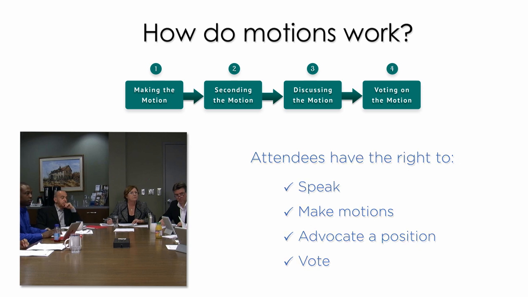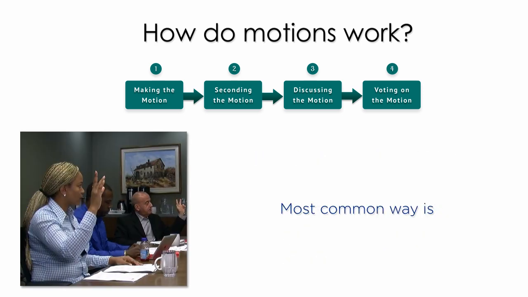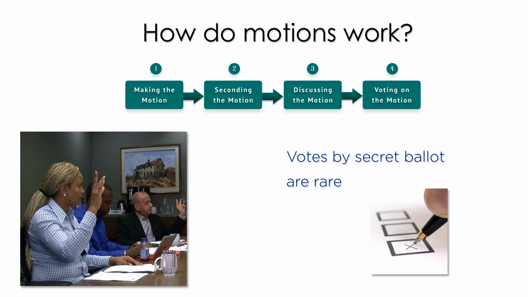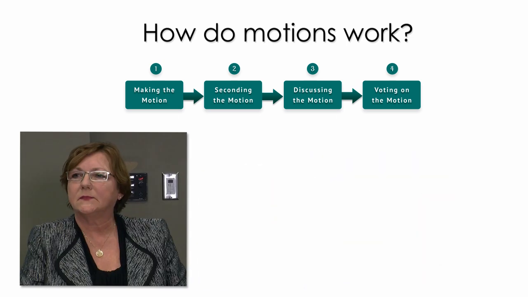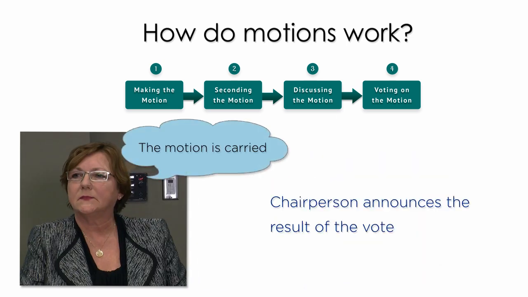and to vote. There are different ways to vote, but the most common is by a show of hands. Votes by secret ballot are rare at board meetings, but may be used in areas of confidentiality or sensitive matters. Once the vote is taken, the chairperson announces the result of the vote.